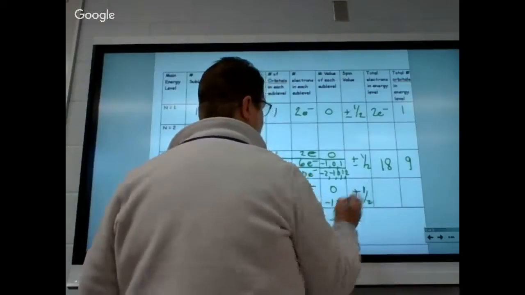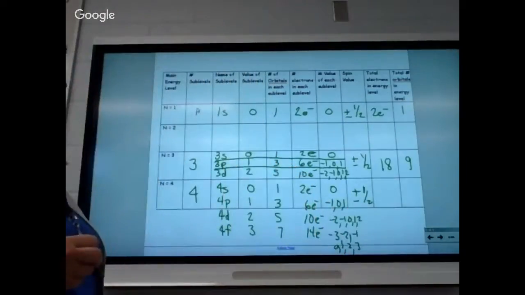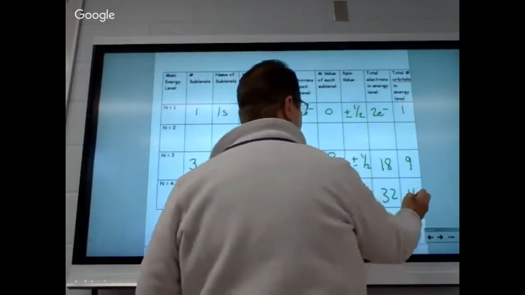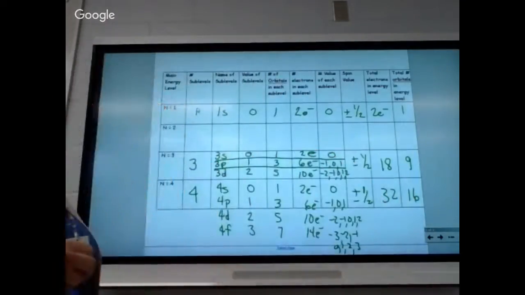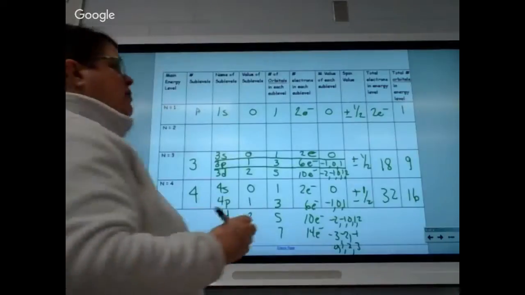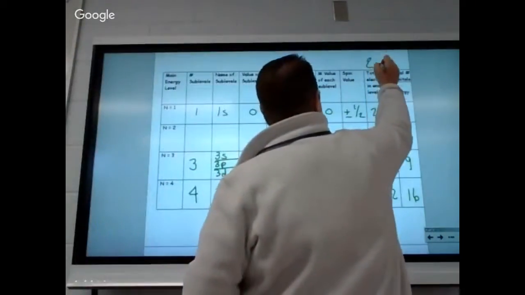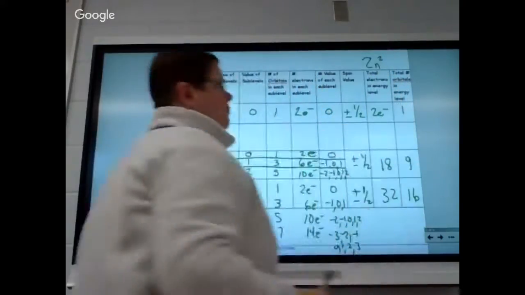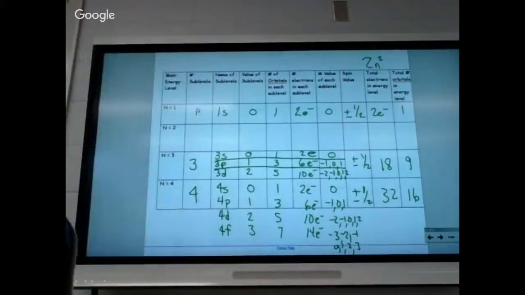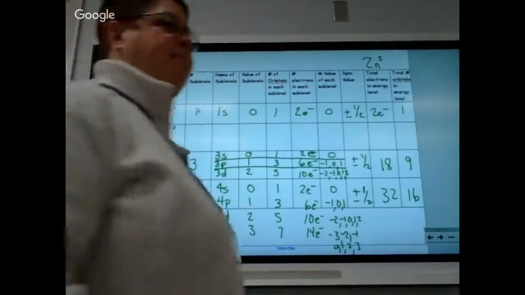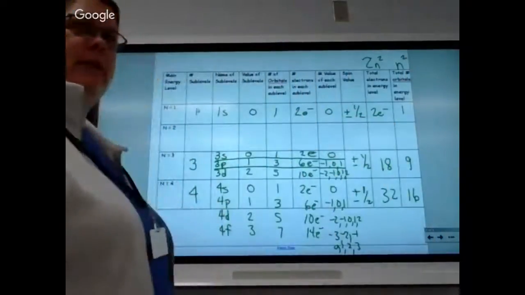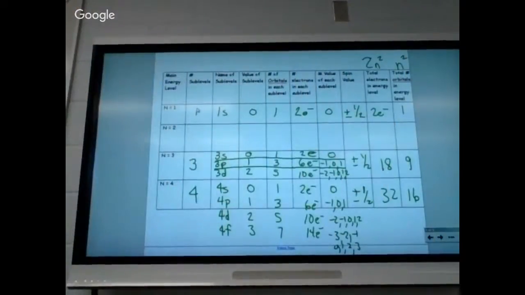All right, how many electrons in the energy level? 30. And how many orbitals? 6. Questions? Now, we said that you could use the formula 2n squared here. Is there a formula for the number of orbitals? Yes. Take the 2 off. It's n squared. Good, isn't it?